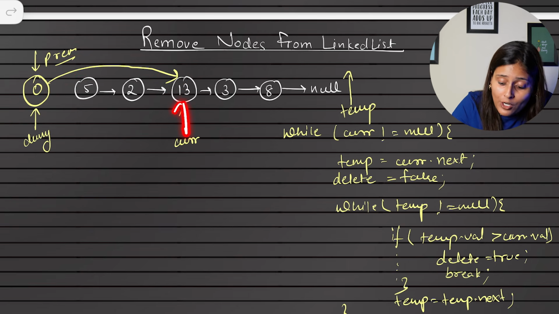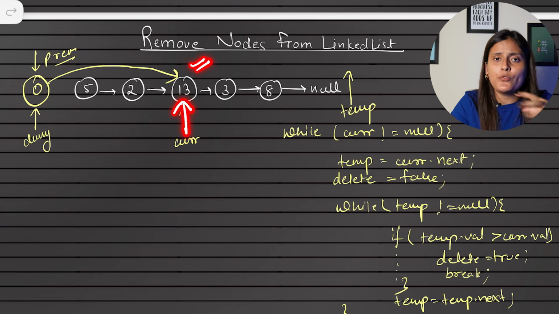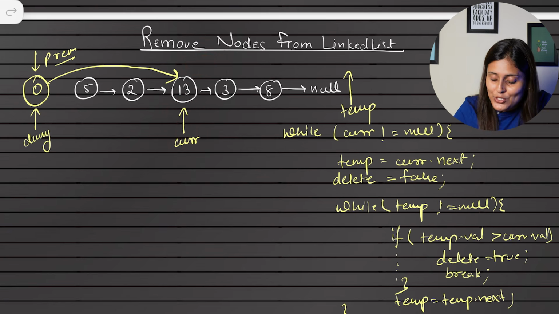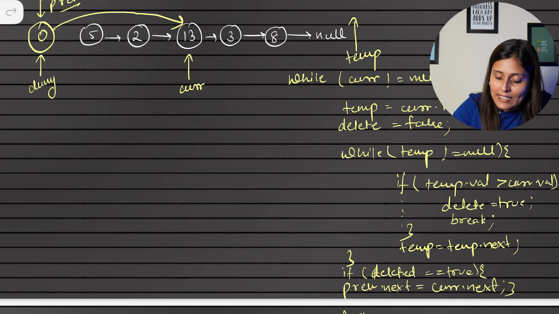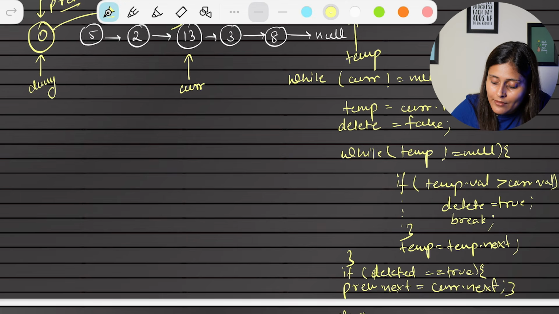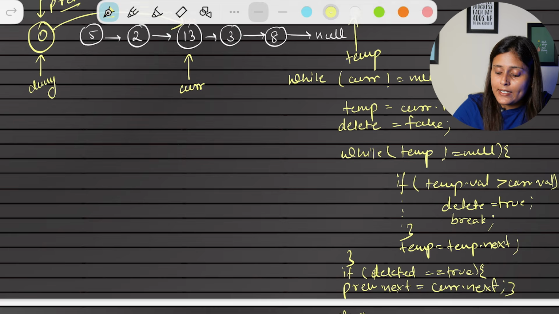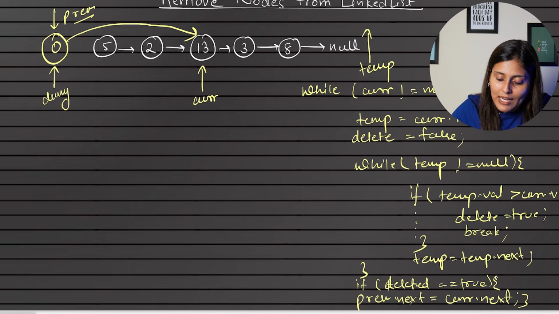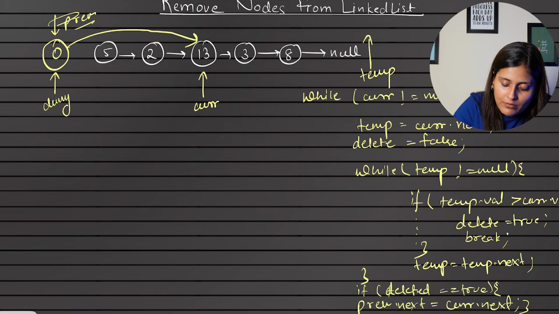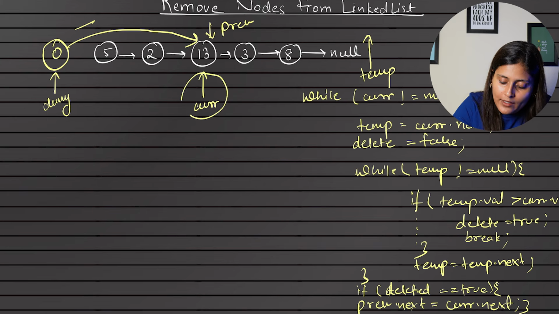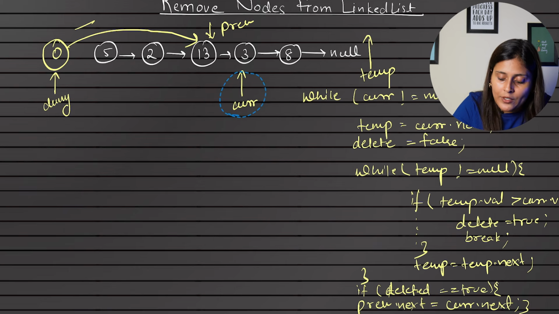So as we have not found any greater node for 13, I can mark this previous, correct? So that's what in the else case, we have to write: keep previous is equal to current, because this current is not supposed to be deleted. So what will happen? Previous will come to this, correct? Now again current will move ahead to current.next.